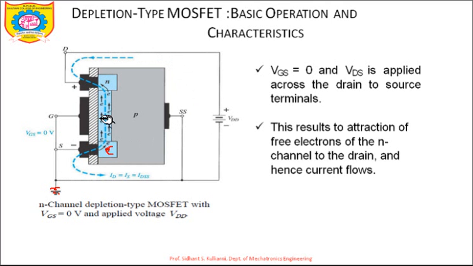Now you may ask, what is the function of the gate then? If the gate is grounded and electrons are directly flowing from source to drain, what is the purpose of this gate? That we will see in the forthcoming slides. But right now try to understand, as I told you in the FET, this is true in the case of MOSFET also. Gate is acting as a controlling terminal. If VGS is equal to 0 and VDS is applied across the drain to source terminals, this results in attraction of free electrons from the N-type region to the drain, and hence current will flow. This is the first case. When VGS is equal to 0 and a proper value of VDS is applied, the current will start flowing. This first concept is clear.